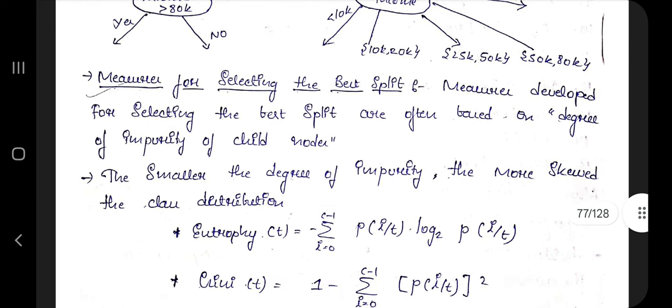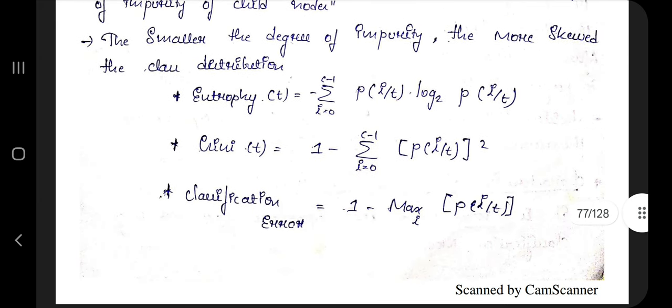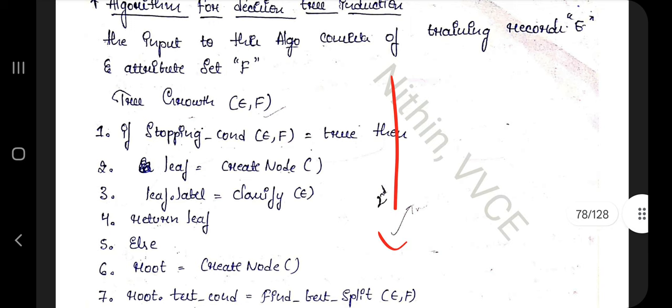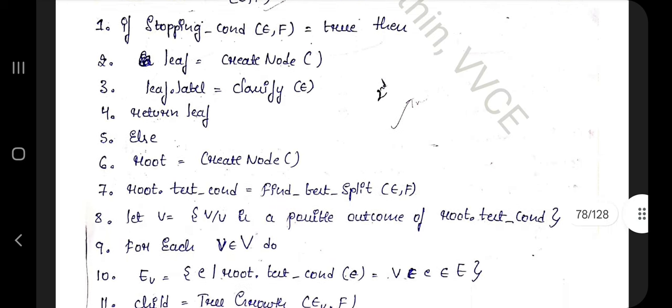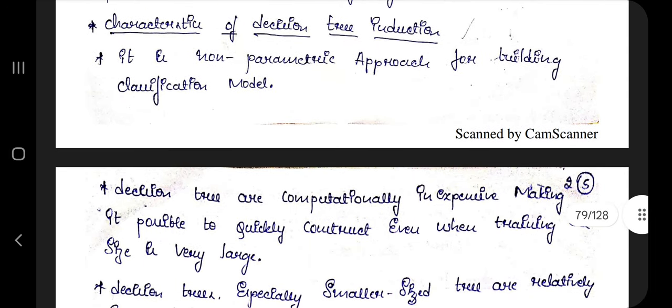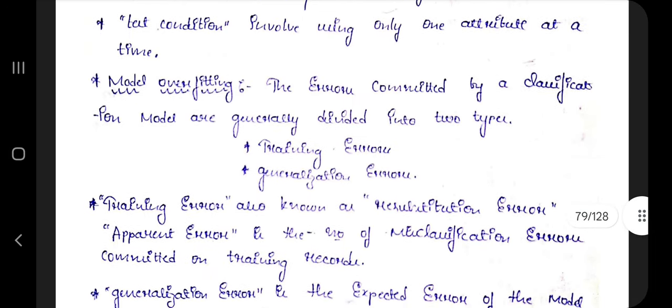Okay, and for measures for selecting, there are three measures to select the best one. Entropy you will calculate, Gini you will calculate, and classification error you will calculate by using these formulas, and you'll decide which is the best one to take in which condition. Okay, so here you just need to know what the things are, not how they are done, because it's just an introduction. So here's the algorithm, you can go through it. The same thing I mentioned is present here, so I'm not going through it right now because I'm running short of time. And the characteristics and advantages, you can write in your own words.